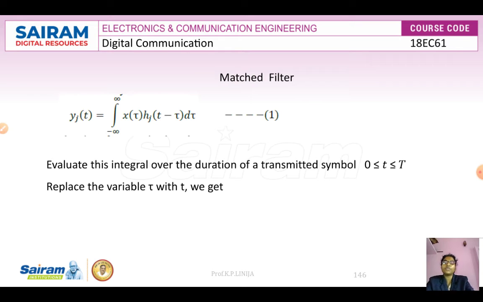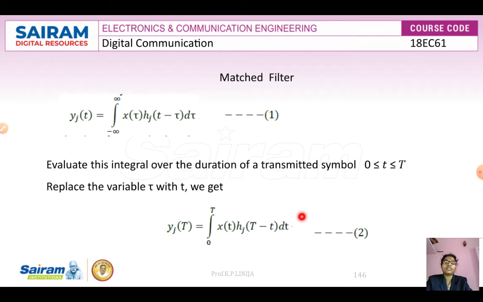Now we are going to replace the variable tau with t. Therefore the above equation can be rewritten, because the equation is bounded within the interval 0 to T, as yj of T is equal to the integral from 0 to T of x of t into hj of T minus t dt.